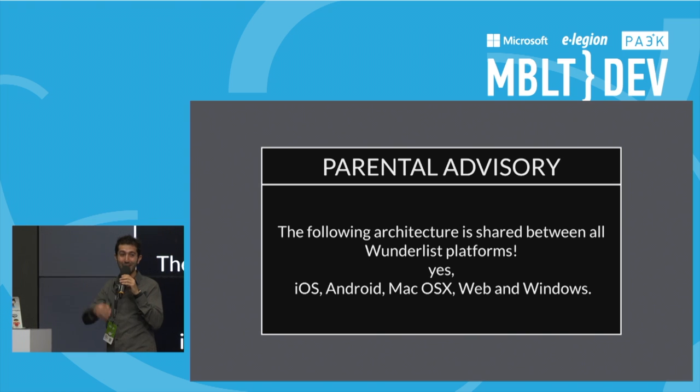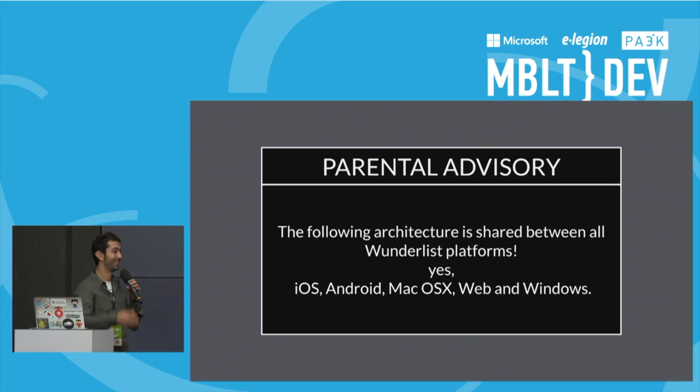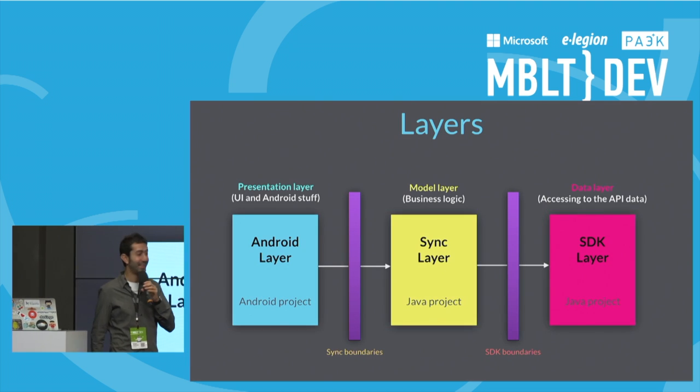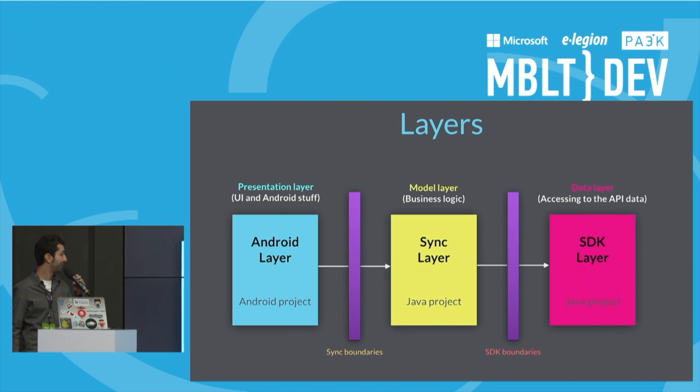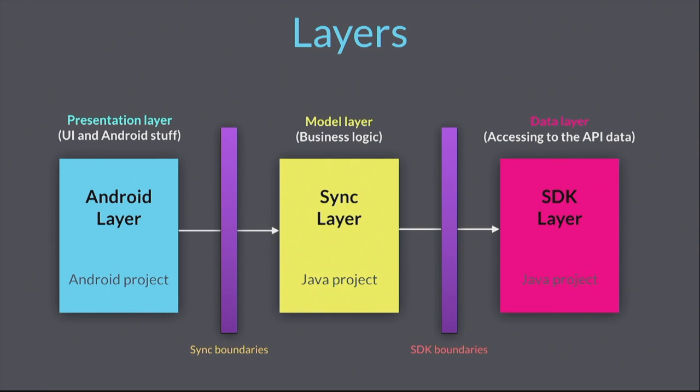So if you are an iOS developer or Windows developer, stay here. We are going to talk about architecture. Layers. Wunderlist 3 is divided into 3 different layers. We have the Android layer, that is the presentation layer. It has UI and Android stuff. It's an Android project. Then we have the Sync layer, that is a Java project, so it doesn't have Android dependencies, it's a pure Java module. Here we have all our mechanisms to sync, so it's the core of the app, okay? Or the core of Wunderlist.